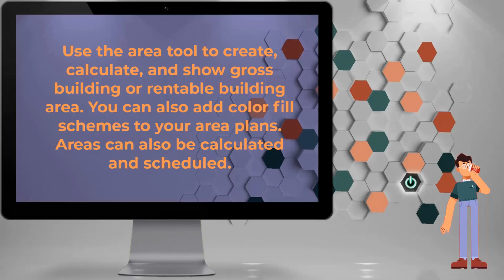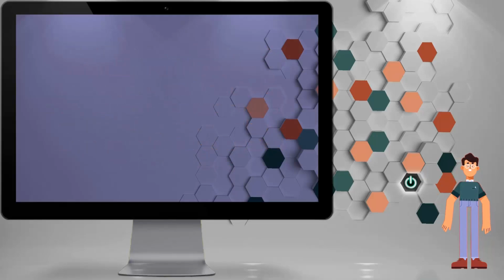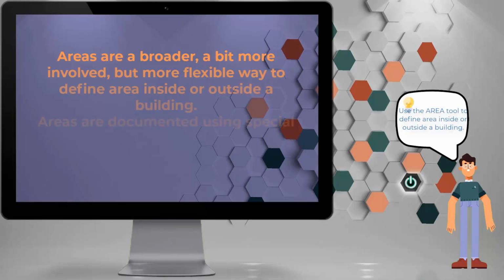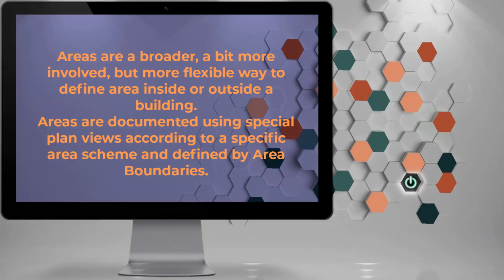You can also add color fill schemes to your area plans. Areas can also be calculated and scheduled. Areas are a broader, a bit more involved, but more flexible way to define area inside or outside a building. Areas are documented using special plan views according to a specific area scheme and defined by area boundaries.